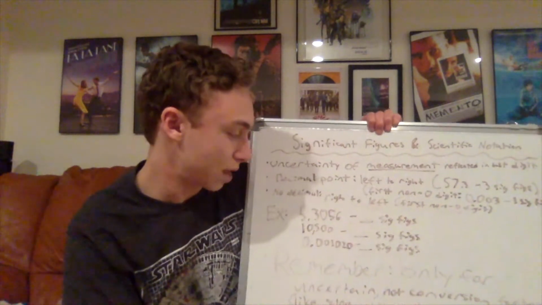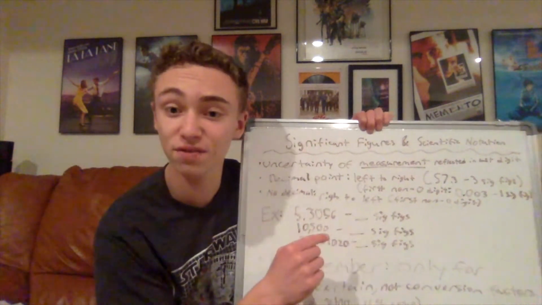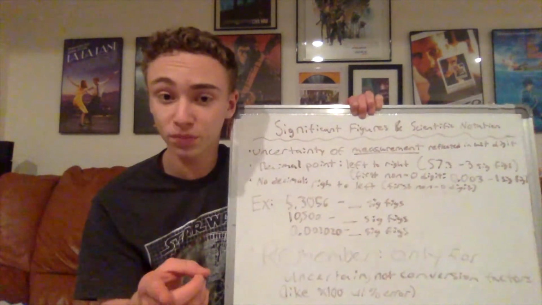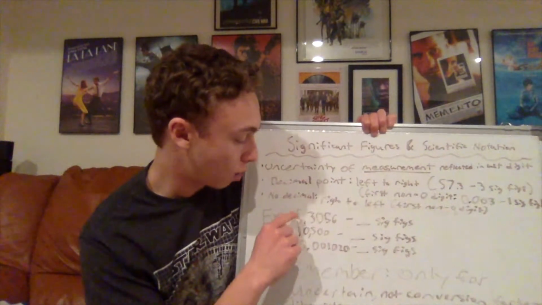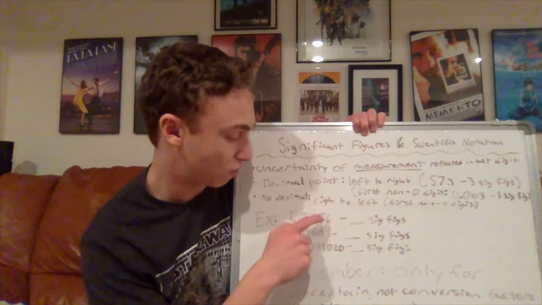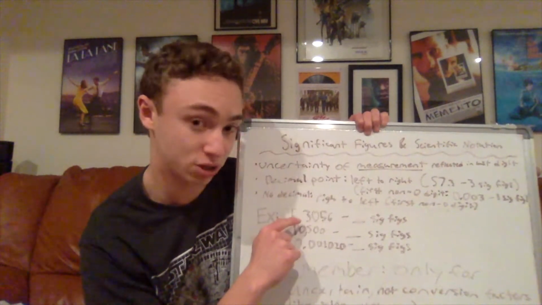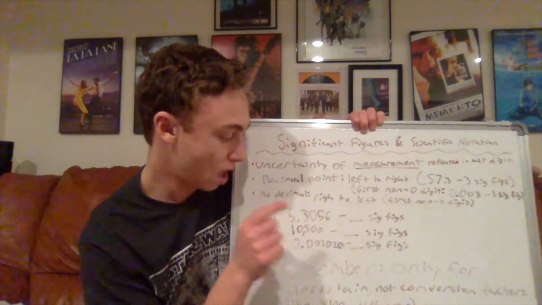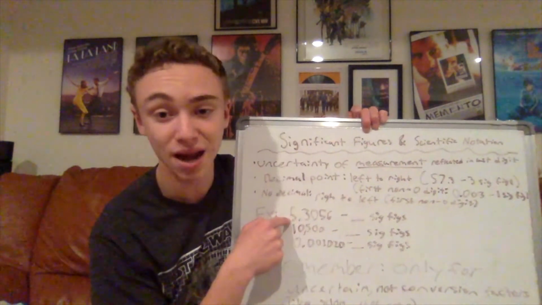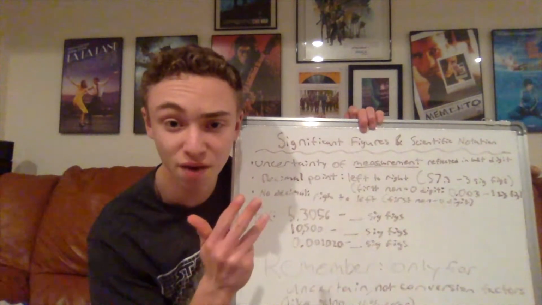So here's a couple examples. 5.3056. How many significant figures is that? You solve it. Okay, are you ready? There are 1, 2, 3, 4, 5. There are 5 significant figures. Here's why. There's a decimal point present, so you count from the left side. And the first number is a non-zero, so all numbers are going to be counted. All 5 numbers.